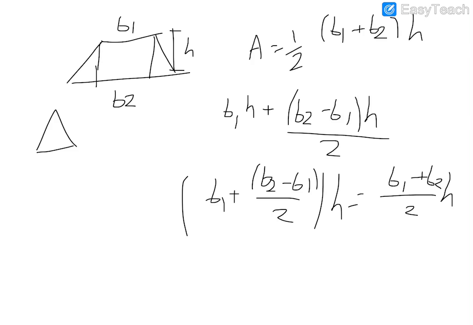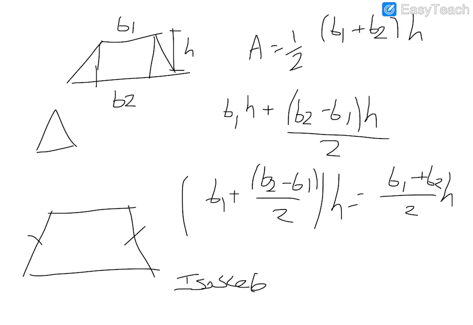Now the final bit about trapezoids, just draw another one here. If the two legs are equal in length, so if this side is equal to this side, then this is known as isosceles. And if the two diagonals are equal in length, that also means it's isosceles. And that's just really a rule for trapezoids.